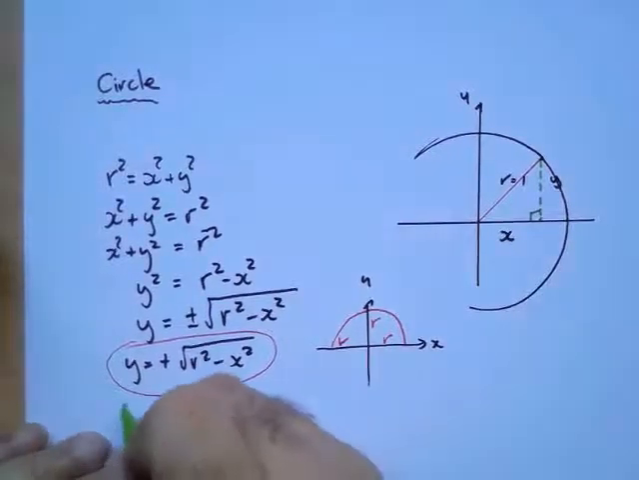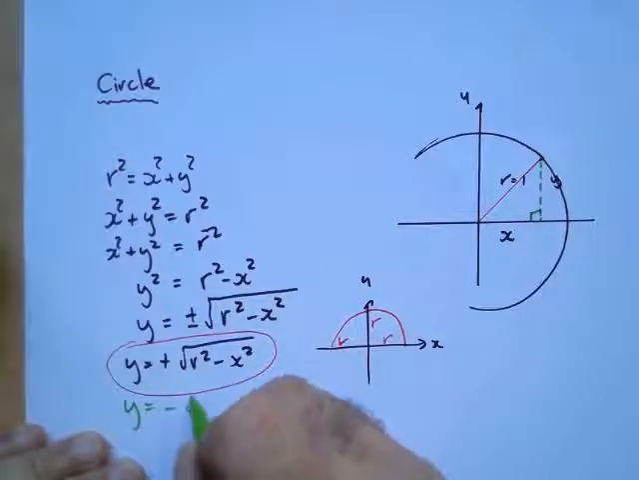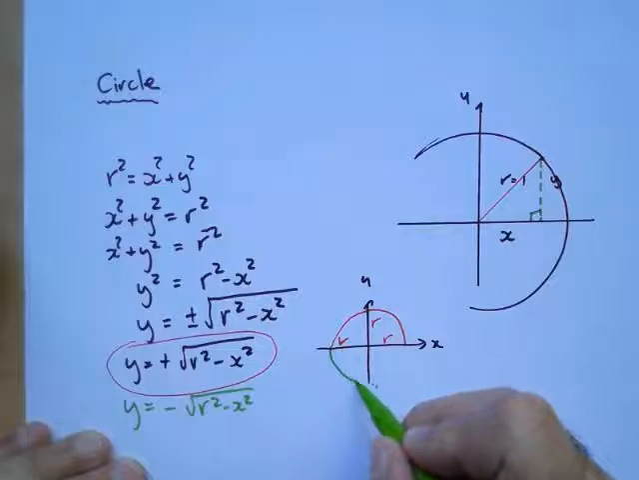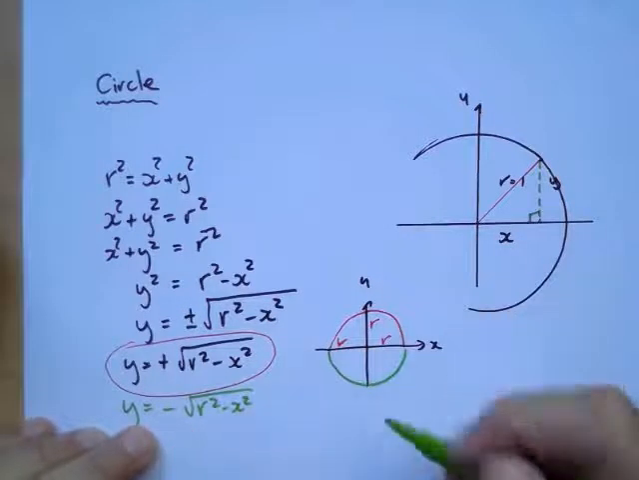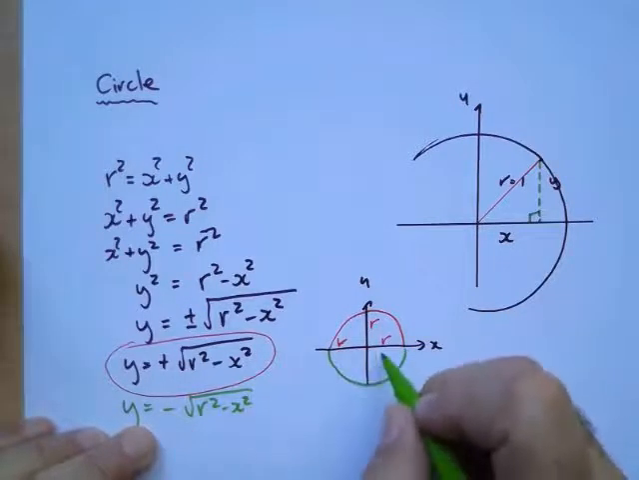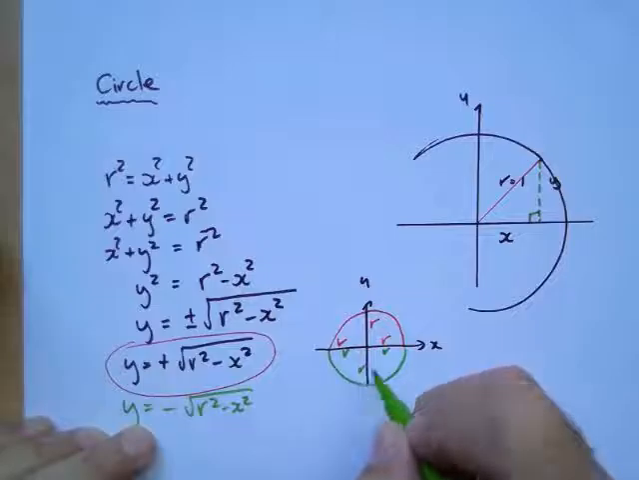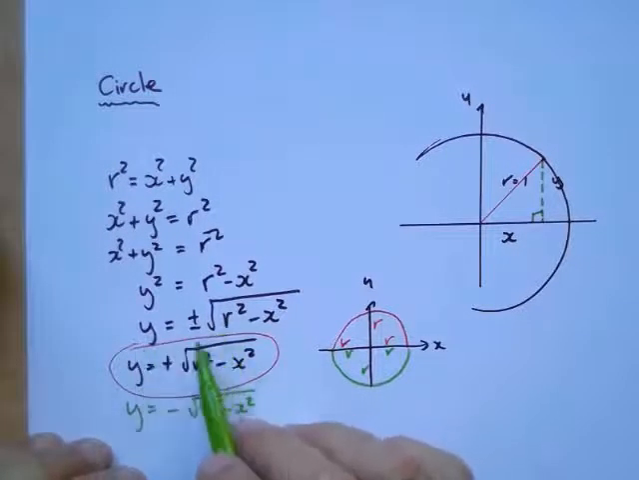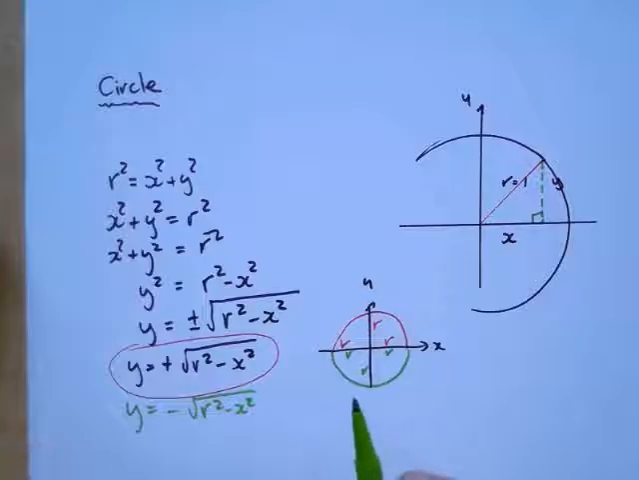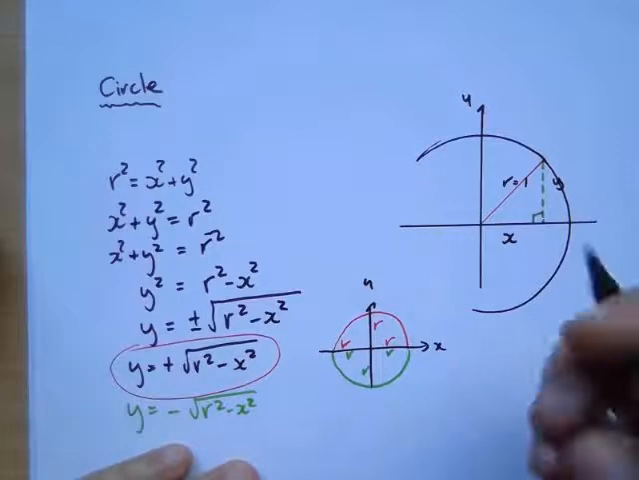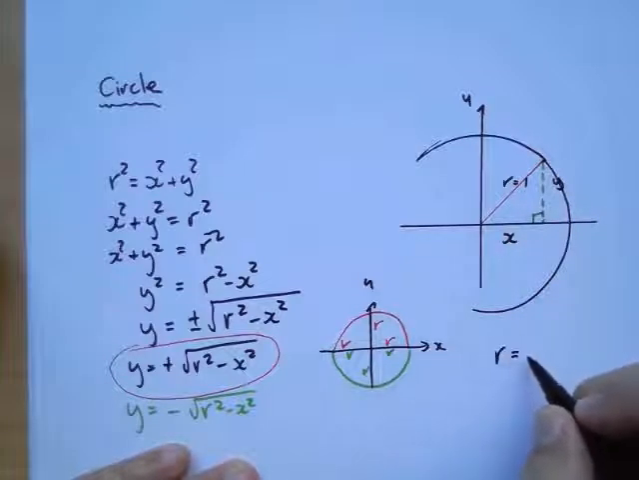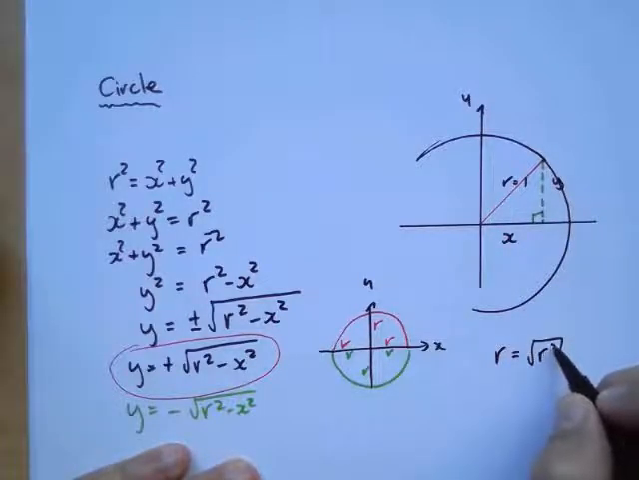If I have y equals minus the square root of r squared minus x squared, then it's going to be underneath the line, because that is where y is negative, and that will be r, and r. If I just have y equals plus or minus, it is a full circle. Just one thing to remember is that to find the radius, you need to find r equals the square root of r squared.